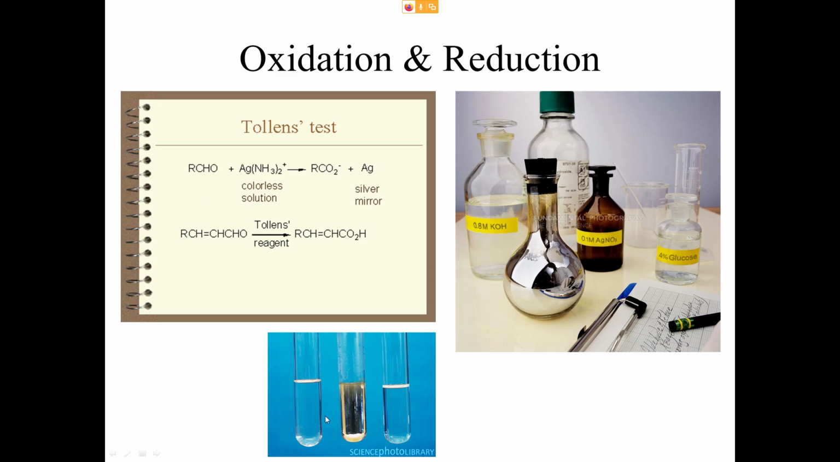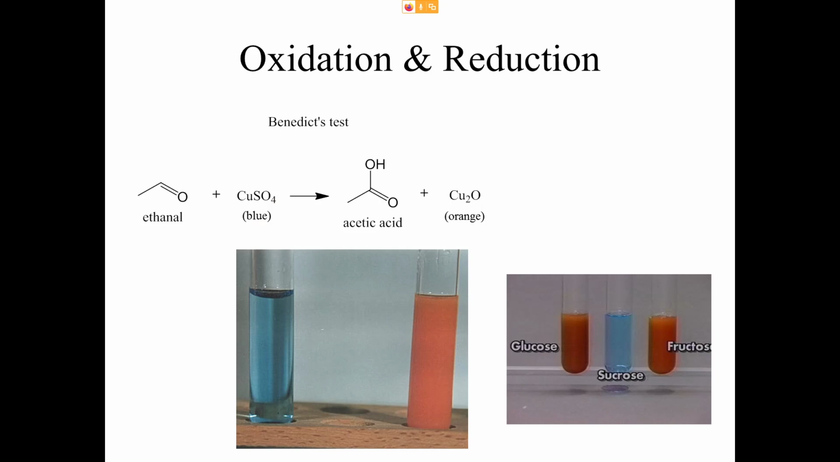Right, so these at the bottom, clearly the first one does not. Second one does produce the silver mirror. So this was an aldehyde in that test, and this one on the right was not. Right, so you do this in lab to determine if certain things are aldehydes, in particular some sugars, which we'll talk about later. Right, another similar test on the same principle is Benedict's test.